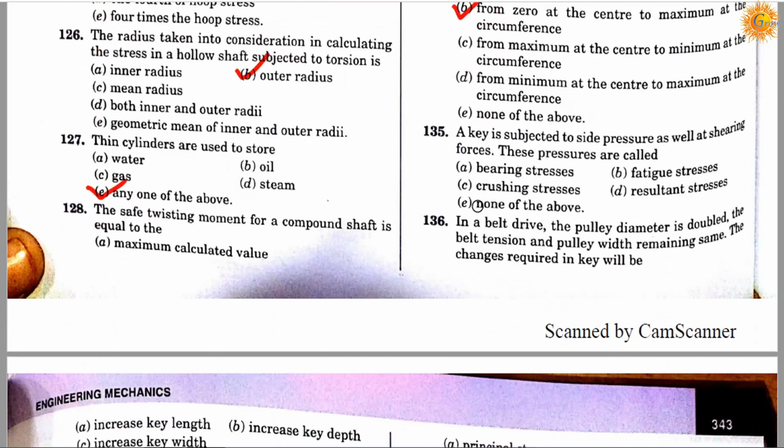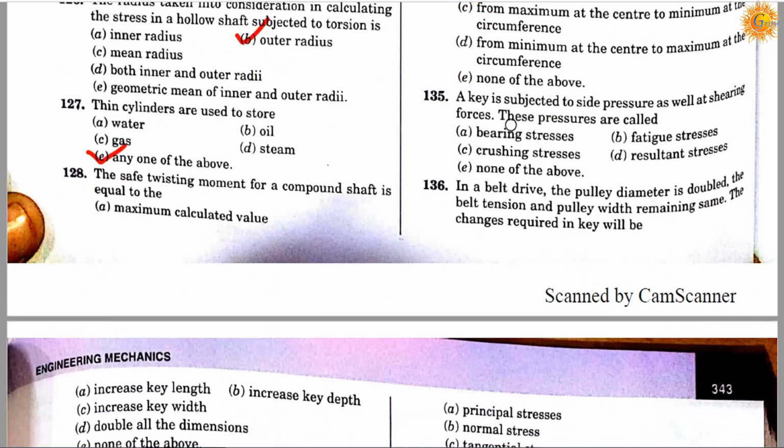Question number 135. A key is subjected to side pressure as well as a shearing force. The pressures are called: option A bearing stresses, option B fatigue stresses, option C crushing stresses, option D resultant stresses, and option E none of the above. Correct answer is A, it's called bearing stresses.